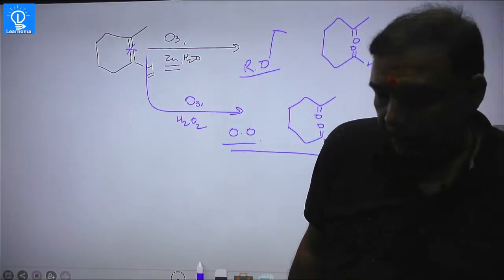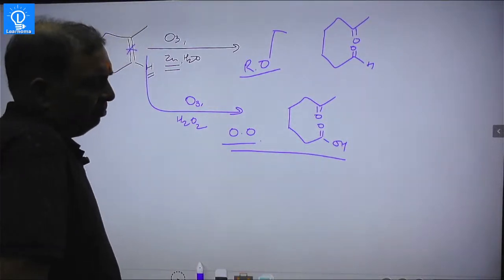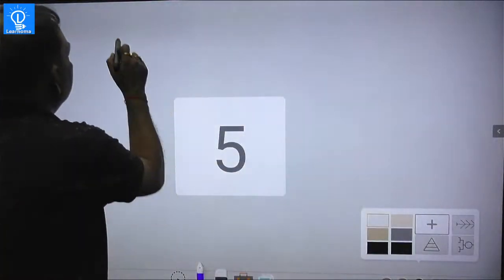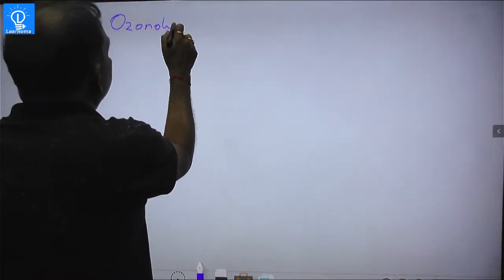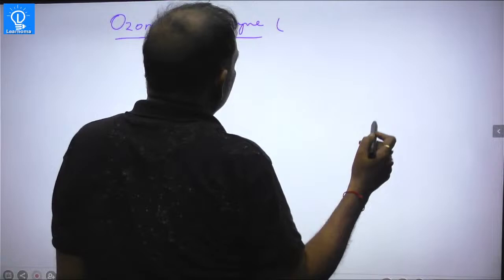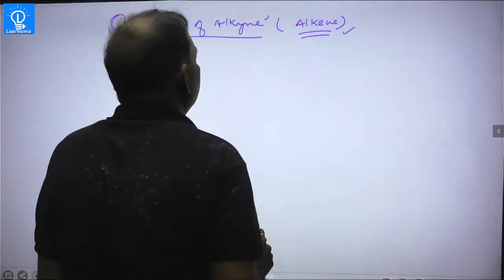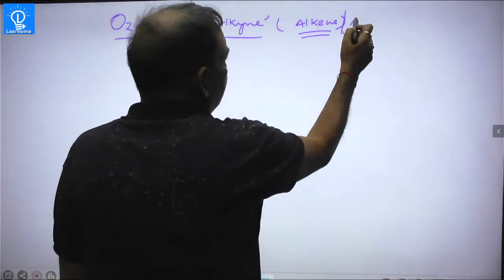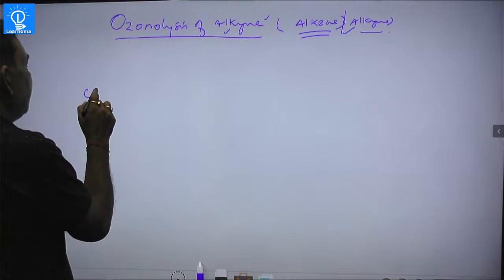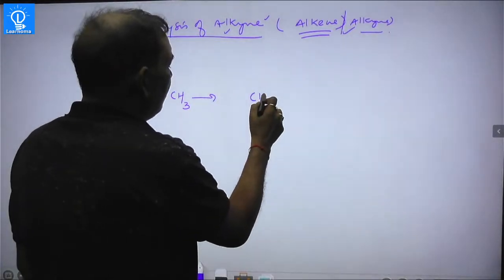Yes, sir. See, now I am going to discuss just in brief the ozonolysis of alkynes. The same formula is here, the same concept. Ozonolysis of alkyne. You can go for the details in chapter alkene. In any chapter of alkene, you will get a number of questions on alkene and alkyne also. In case of alkyne, suppose I have this alkyne. With ozone, the same funda takes place.